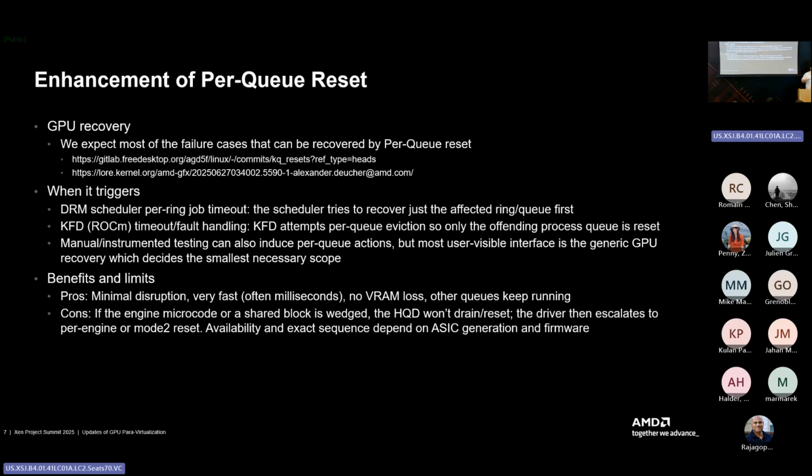For example, one queue depends on another queue. So if we only reset one queue, that probably cannot recover or resolve the issue. So we have to reset all the queues, like the ASIC reset. That means the per-queue reset also cannot make sure it is 100% successful in the AMDGPU, but it can resolve most of the cases.